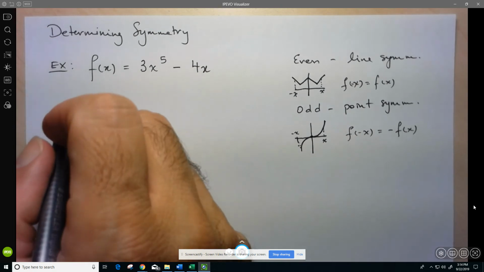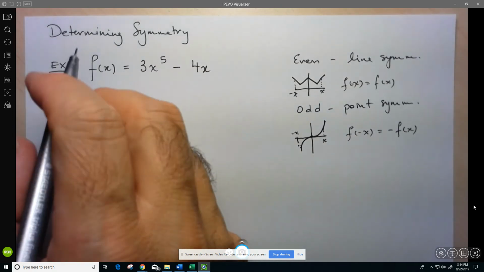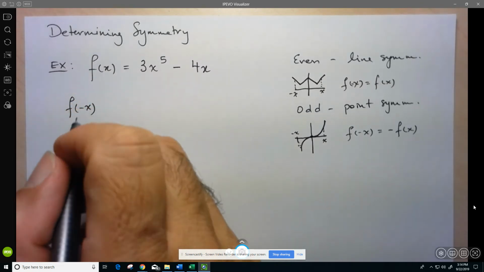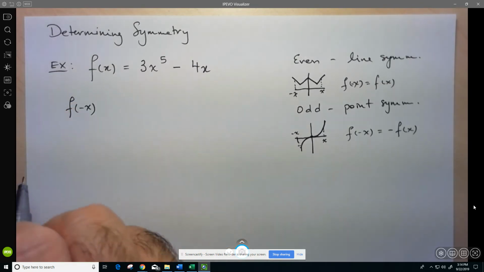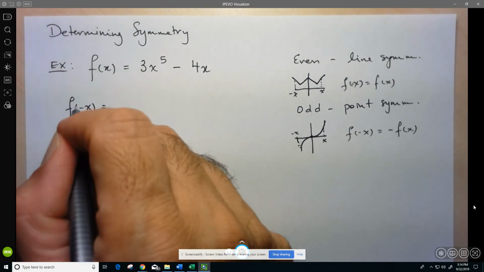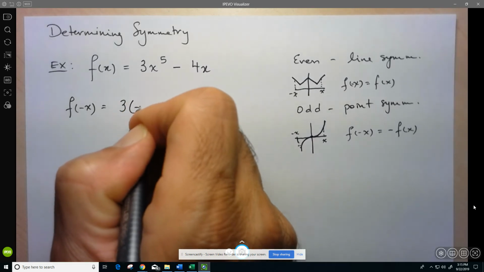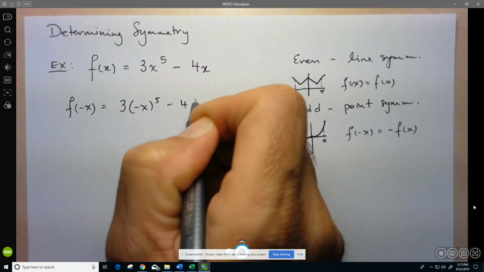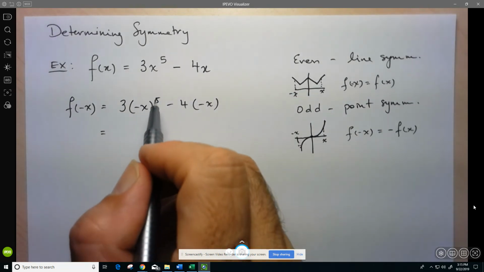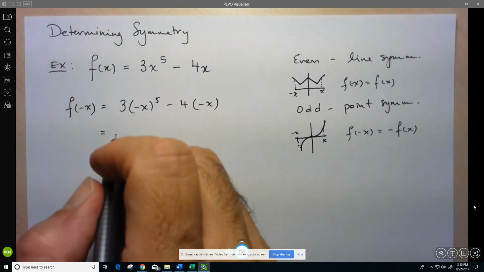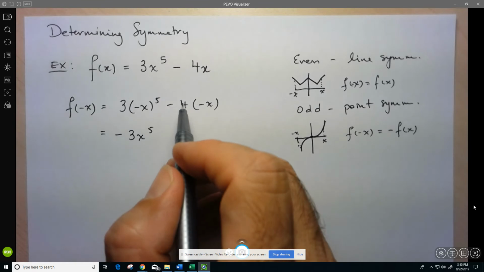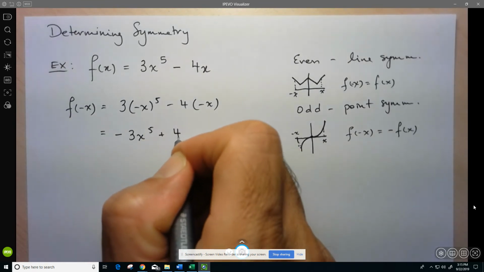So I'm going to start by doing this, and this is what you should be following here. Here's my function. What I'm interested in doing is determining f at negative x, simplifying this, and then comparing it to the original function. Wherever I see an x, I'm going to replace it by negative x. So 3 times negative x to the 5th minus 4 times negative x. Now we're going to simplify this. When I have an odd power of a negative, it remains negative, so this can be simplified to negative 3x to the 5th. And then negative 4 times negative x is going to be plus 4x.